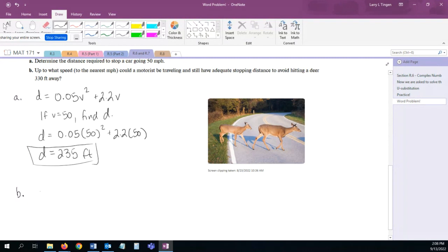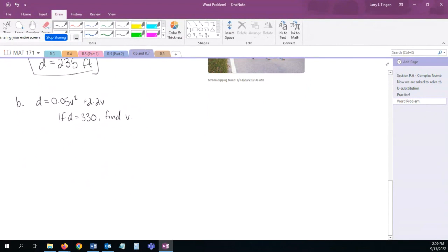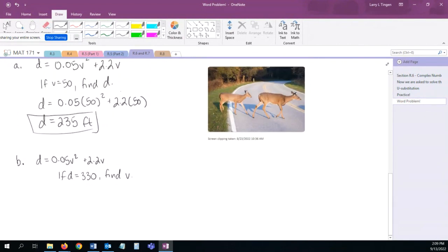Okay, so in this one, we have the same equation, d is equal to 0.05 v squared plus 2.2 v. And now if d is equal to 330, find v. So it's the same equation, but they flipped it on us. Now they gave us d, and they asked us to find v. This looks more like a problem we have just been dealing with. D is 330.